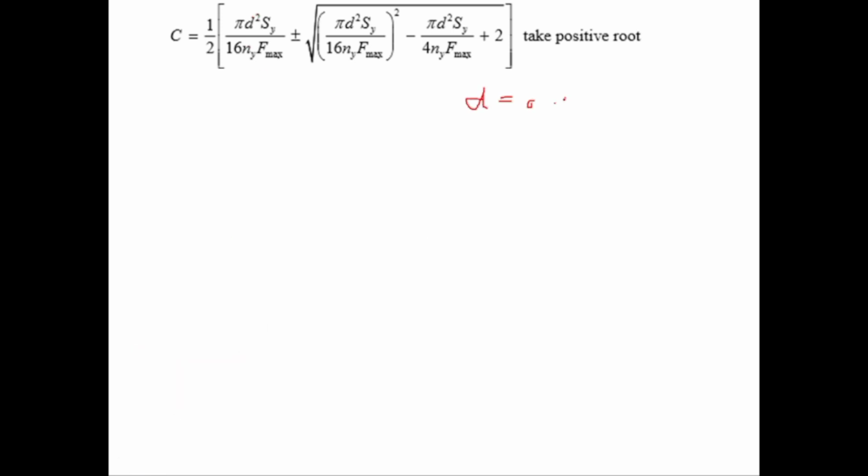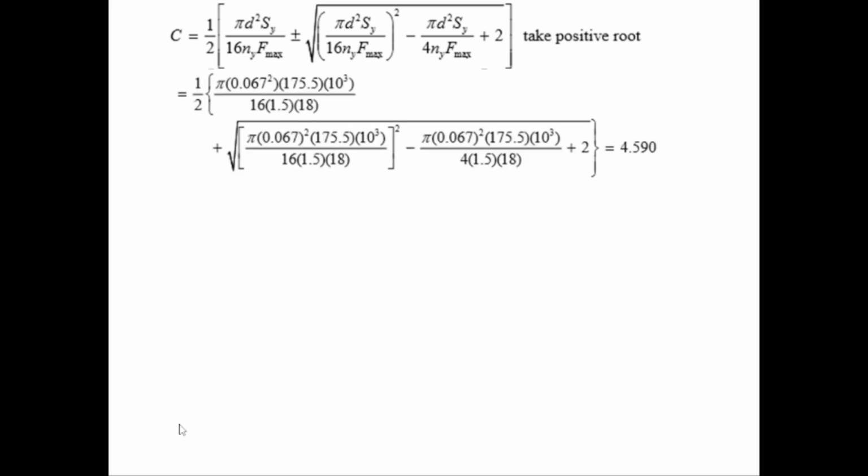d is equal to 0.067, not 5, it's 7. Sy is 175.5, ny equals 1.5, and this F max is equal to 18. So put all these values in the equation. We will get c is equal to 4.59. As c is equal to mean coil diameter divided by wire diameter, so mean coil diameter is equal to wire diameter into c. c is 4.59 and d is 0.067. So mean coil diameter will be 0.3075 inches.